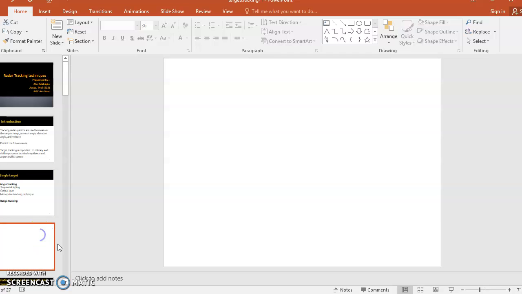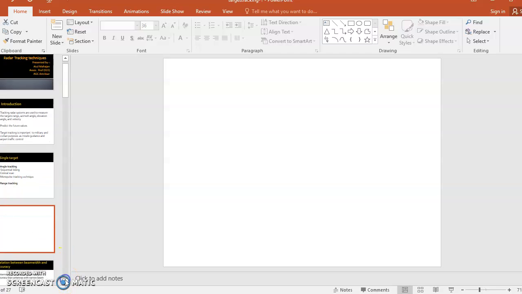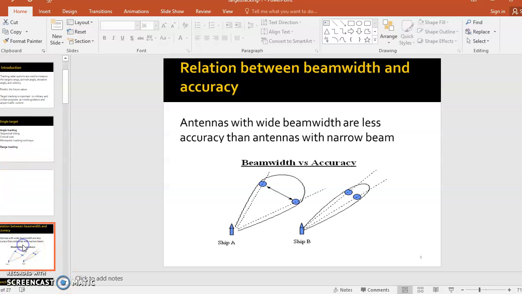Then next is our presentation on the relation between beam width and accuracy. Now what do you mean by beam width? Beam width means the mouth, the actual opening of the mouth of the antenna.